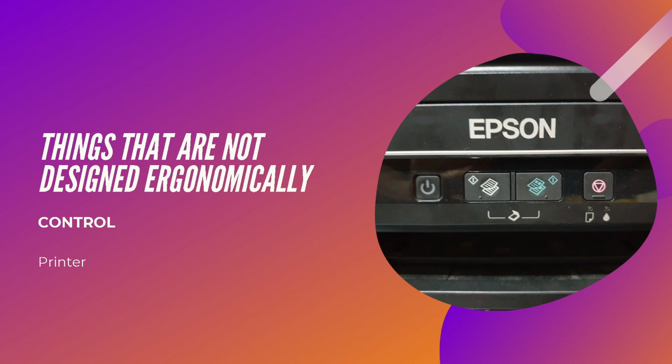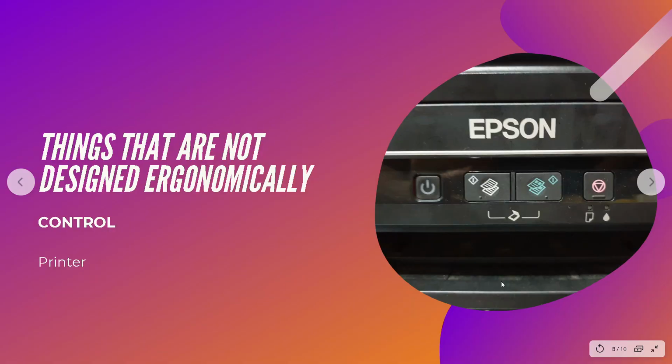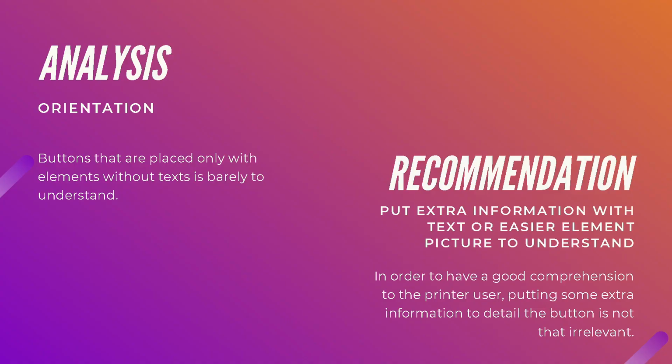Personally, without reading the manual, I cannot know what that button means, especially the right one. I don't know what that means, and the middle one, after reading the manual, I know is for copying the document, and the left one is the power button. It's so common. So that is my analysis and recommendation, and that is all for today's video.